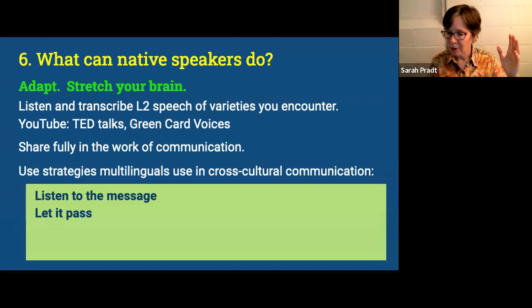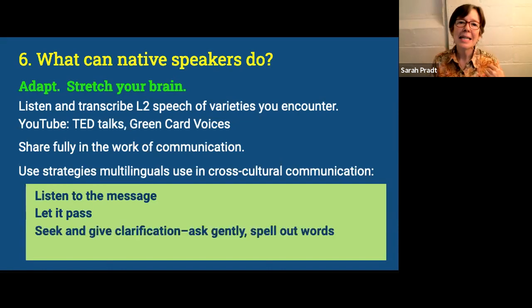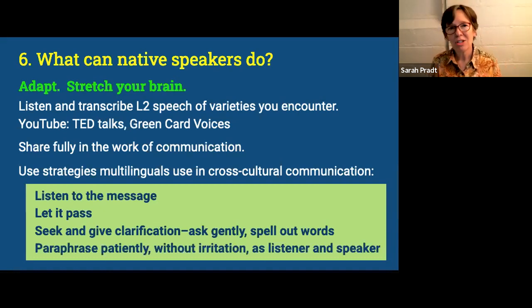They assume that what they're hearing now will become clearer or will become redundant as time passes in this conversation. They seek and give clarification gently. They spell out words or ask to spell out words. And they paraphrase patiently without displaying irritation as both a listener and a speaker. And all of these strategies are useful for native speakers to do. Okay, that's basically the fast version of this workshop.